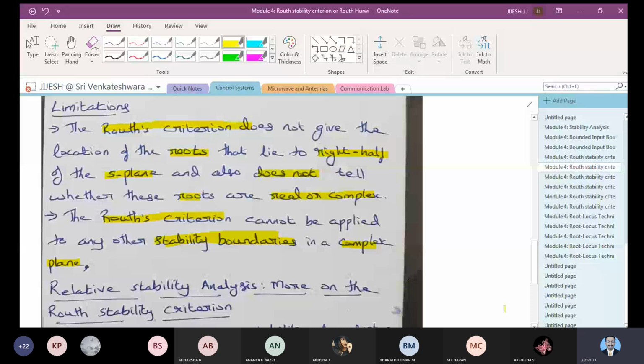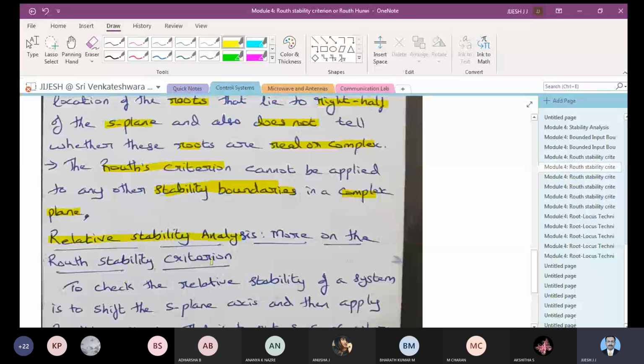After that, we will be seeing the relative stability analysis, and we will try to understand more on the root stability criteria. So the relative stability analysis we will see now for the roots stability criteria. There are a few conditions and all. So we are going to see how to check the relative stability of the system.